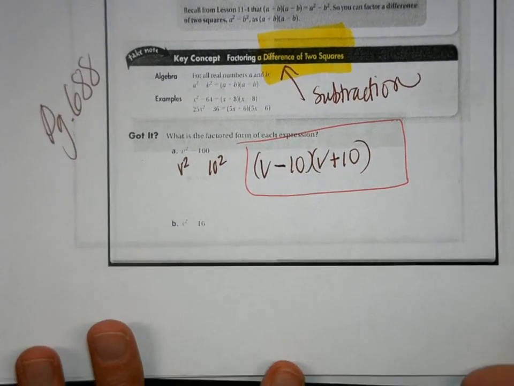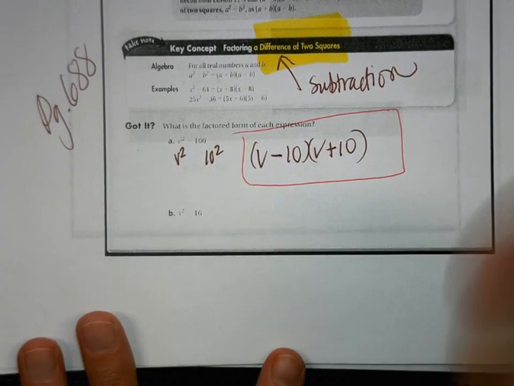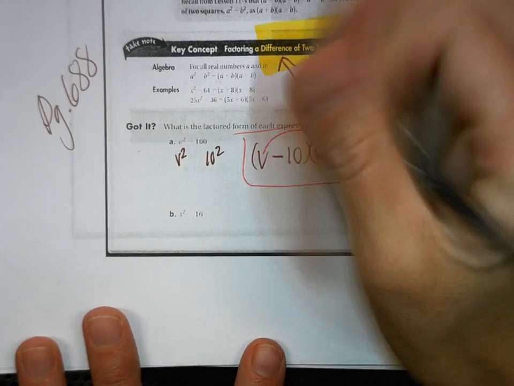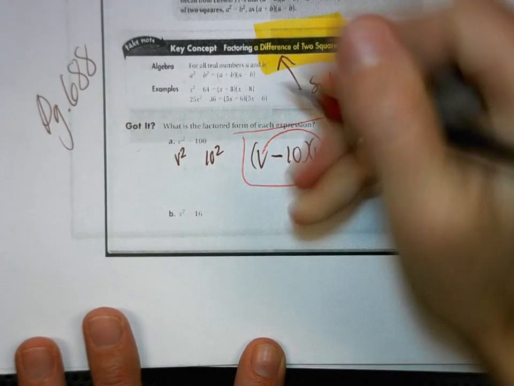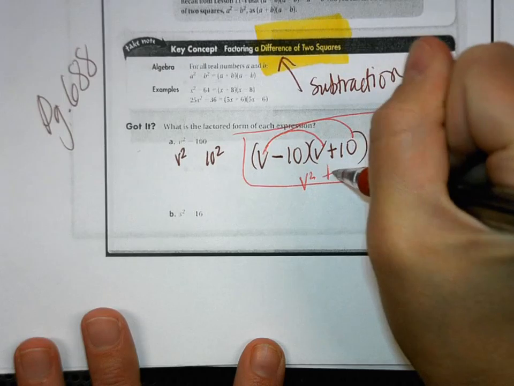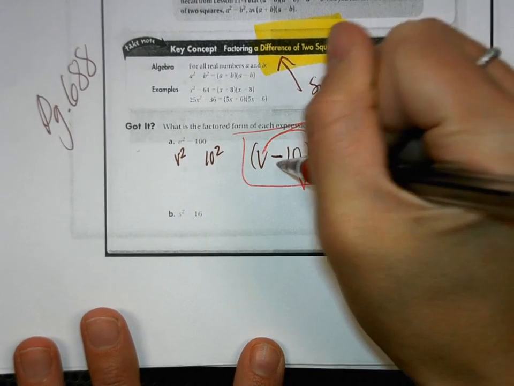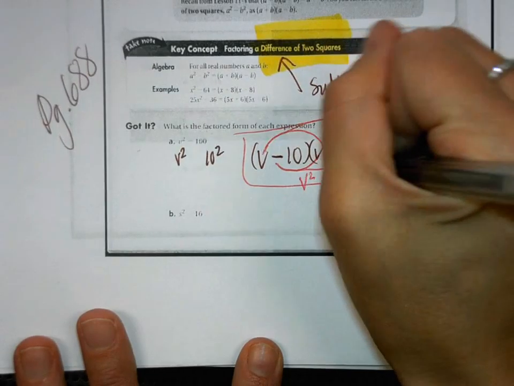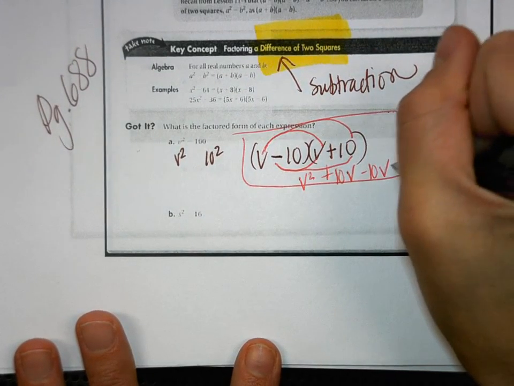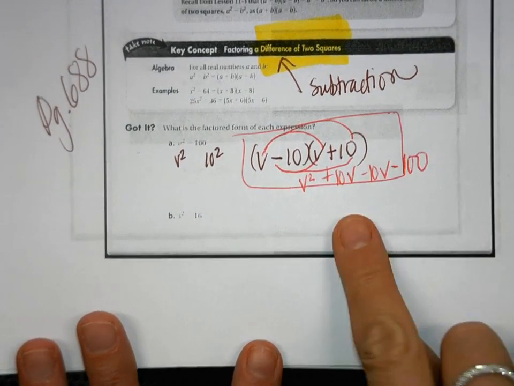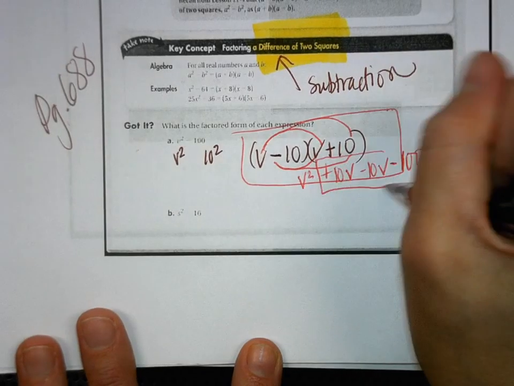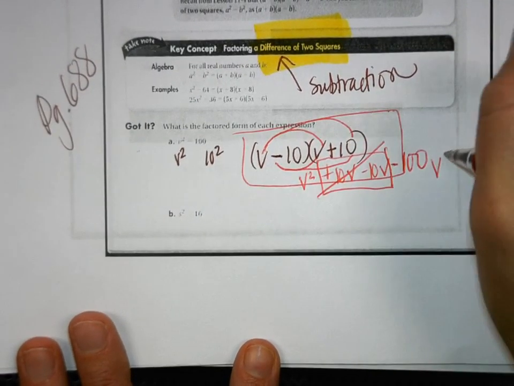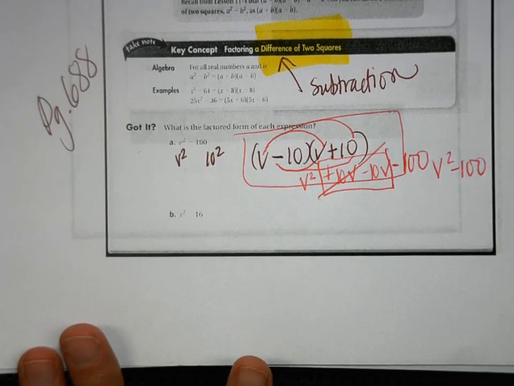Yep, and I just want to show you that, just like on the last one, if I use the distributive property to multiply it through, v times v makes v squared. V times positive 10 is positive 10v. Negative 10 times v is negative 10v. And negative 10 times positive 10 makes negative 100. See how these middle terms, one's a positive 10v, one's a negative 10v? They cancel out, and I end up with v squared minus 100. Okay?